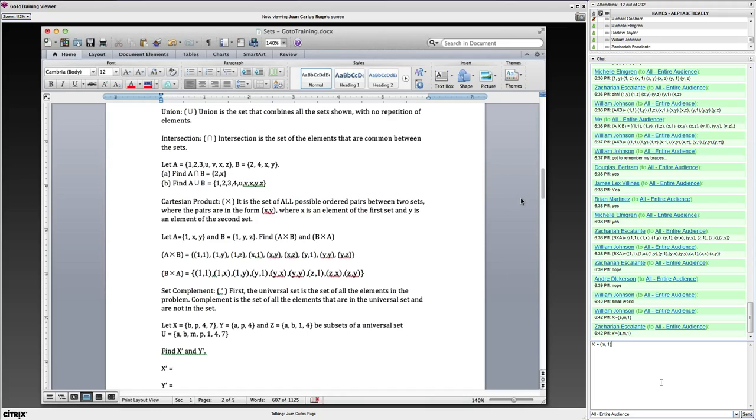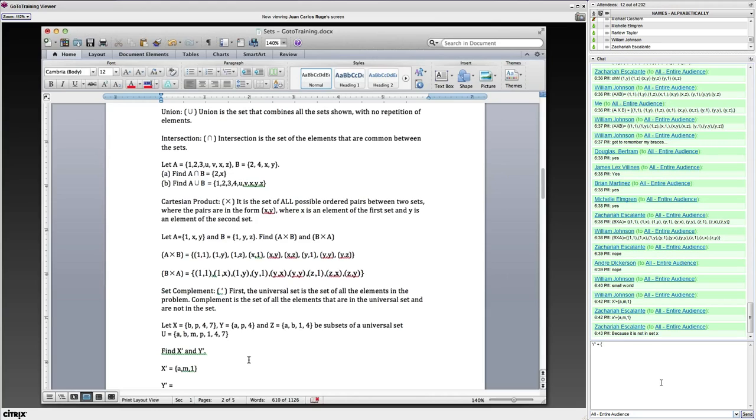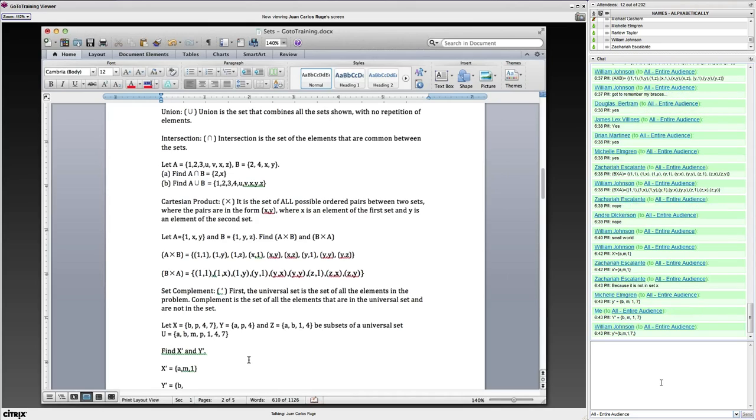William, Zach, you're correct. This is A, M, 1. What is Y complement? Yes, because they are not in set X. Now, what is Y complement? B, M, 1, 7. Okay, that's good.